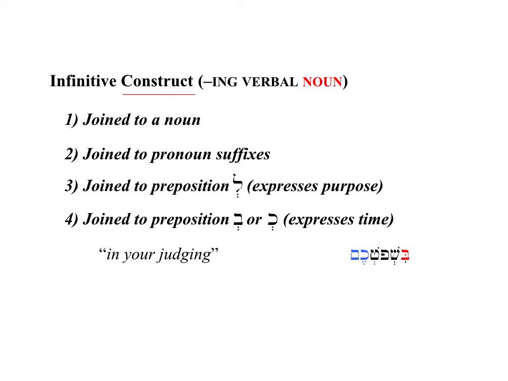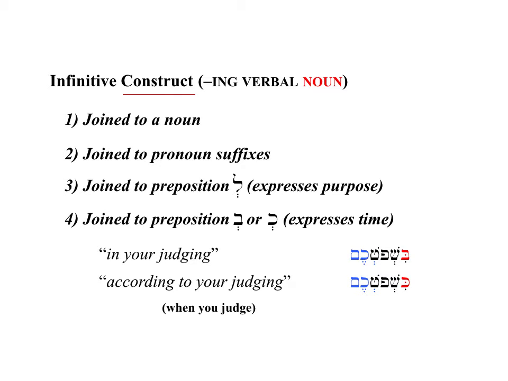So we have this phrase, bishvot kem, in your judging, or when you judge, which can also be expressed as kishvot kem, according to your judging, something else happened. In your judging, the man was set free. So when you judge, or in that context, if we had a sentence, in your judging, the man was set free, past tense, we would translate this when you judged, and we would use a past tense verb because the context is making this ing verbal noun set the stage for a past tense context.